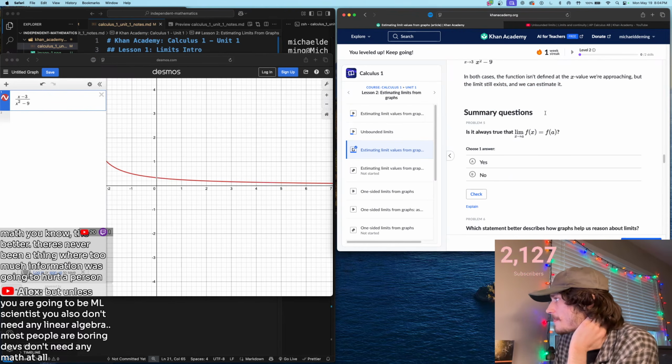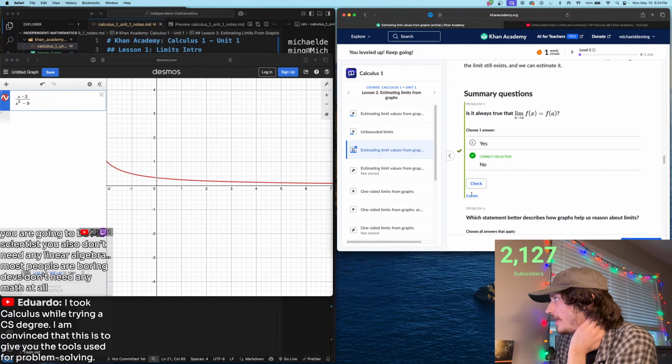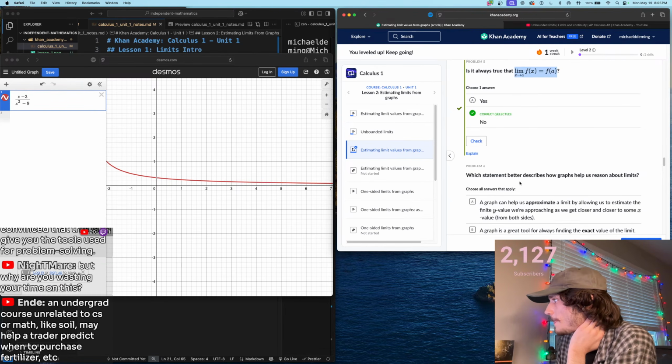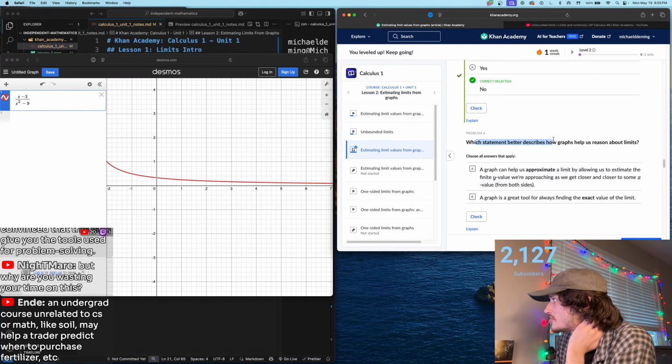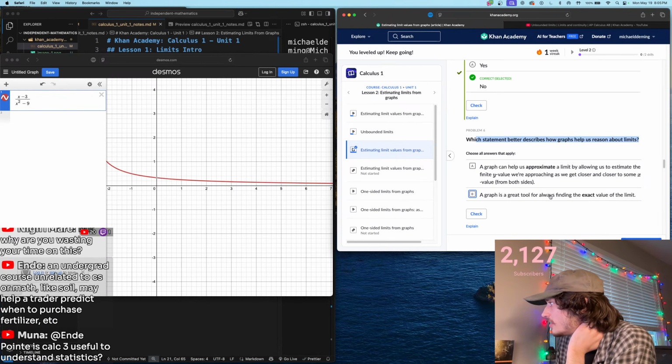So, summary questions. Is it always true that the limit of f of x equals f of a as x approaches a? No. Right? We know that. That's not true. It's not always equal to the limit. No. Which statement better describes how graphs help us reason about limits? A graph can help us approximate a limit by allowing us to estimate the finite y values we're approaching as we get closer and closer to some x values. A graph is a great tool for finding the exact value of the limit.